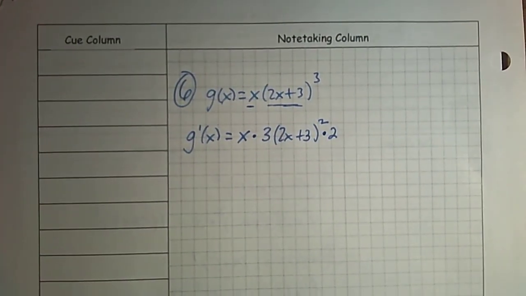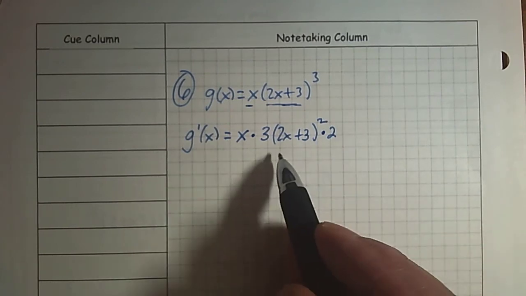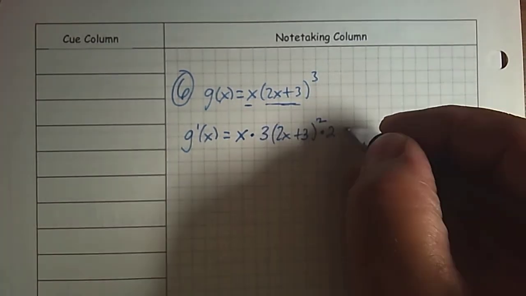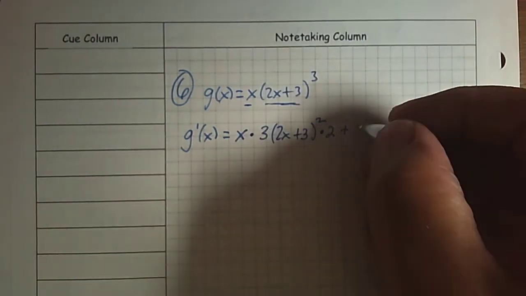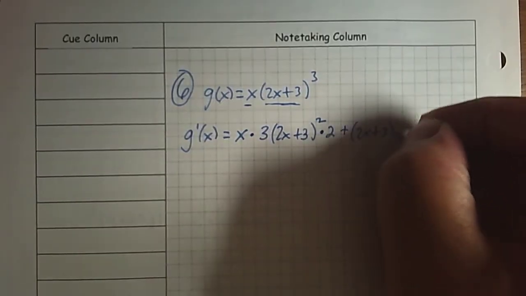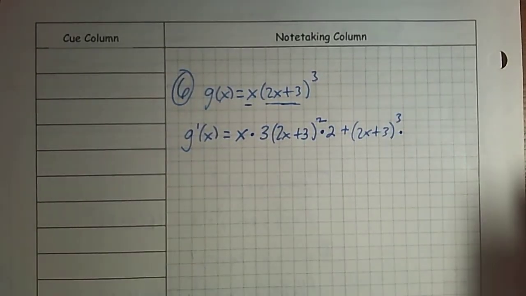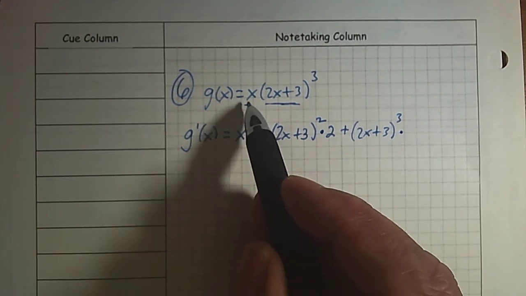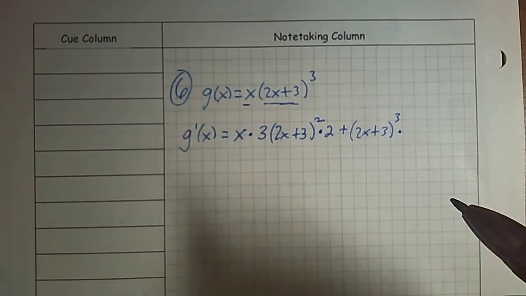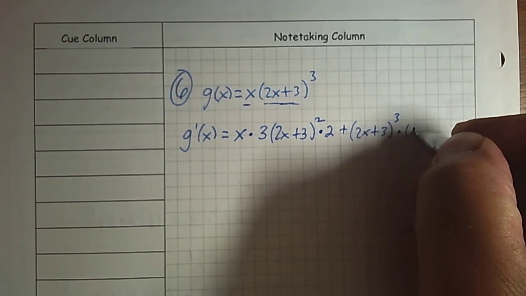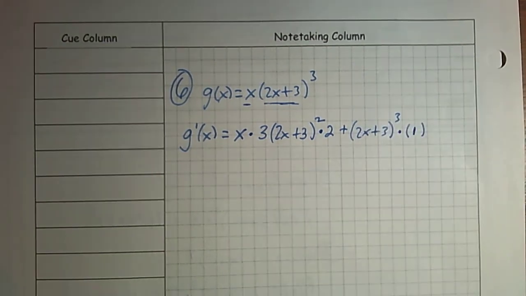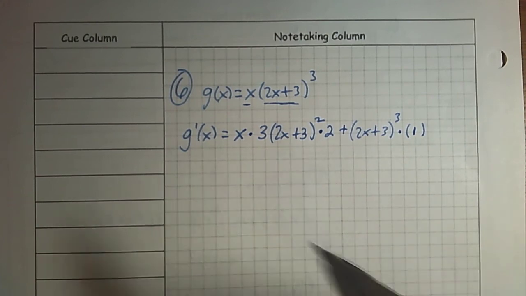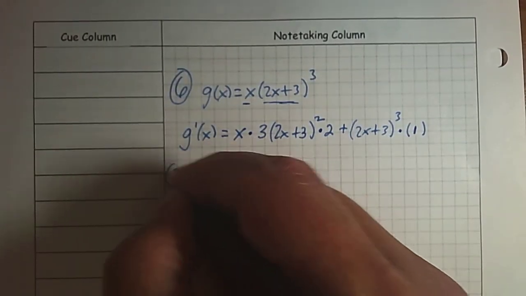So all we've done so far is the first times the derivative of the second, plus the second, which is 2x plus 3 cubed, times the derivative of the first. Now the derivative of x is just 1, so I don't need it, but I'm going to write it down so you can actually see the product rule and how we had to use the chain rule within the product rule. Number 7.